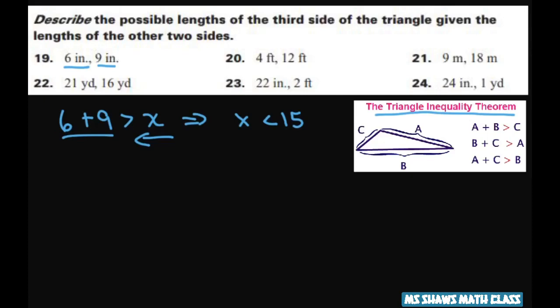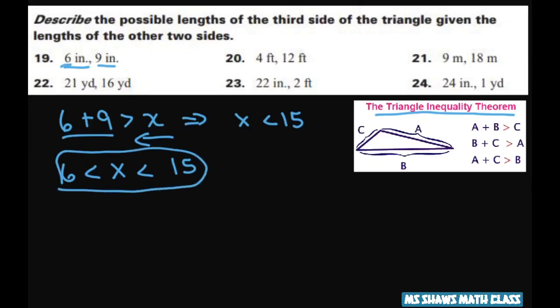So our possible lengths of the third side has to be less than 15, but greater than 6, because 6 is going to be our smallest side. And that's how you would write it. And I guess we need to put inches on there, so just put inches on this.